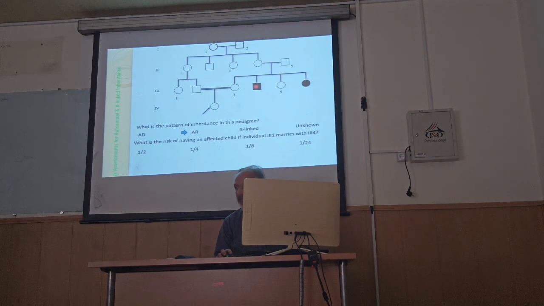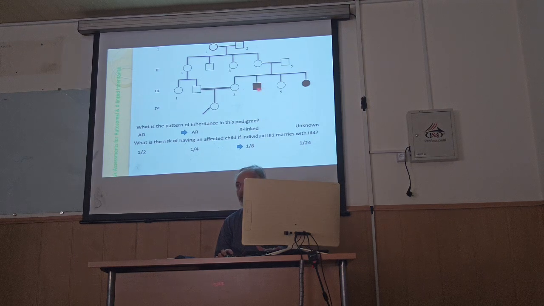This one is affected, he will transmit the gene, the mutation, to his children. All of his children will get the mutated allele. So the chance of having an affected individual if 3-1 married with 3-4 is 1 out of 8.